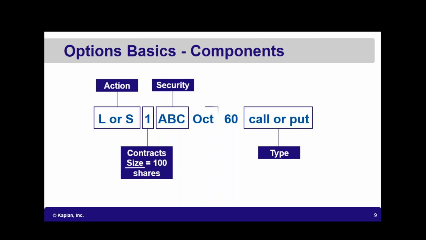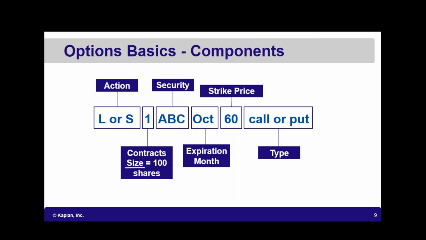The ABC, well, that's the underlying security. October is the expiration month. In other words, this option will cease to exist on a specific date and time in October. And last but not least, the 60 represents the strike price or the exercise price. Now, it doesn't matter what happens. If you're locked into that contract, then you are going to either buy or sell at a price of $60 a share.